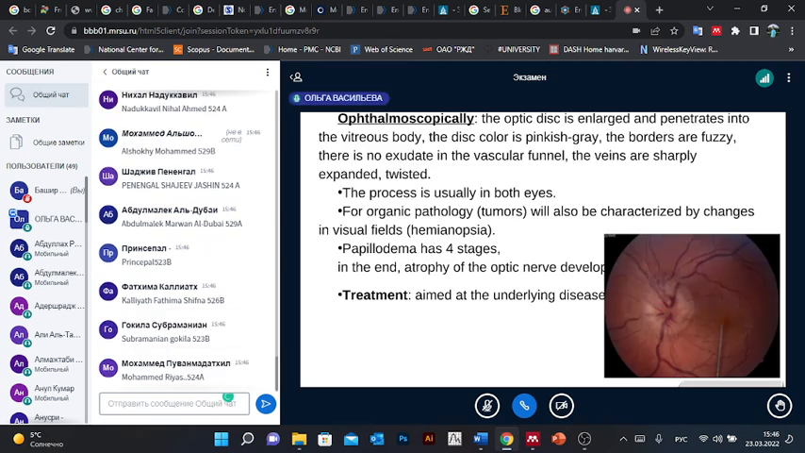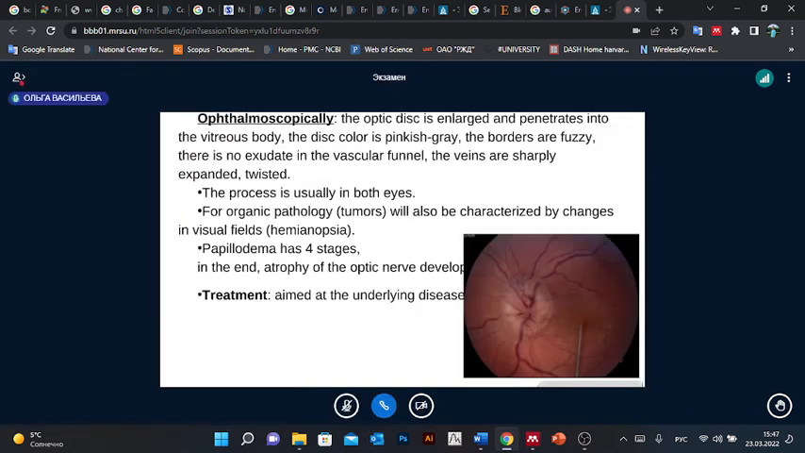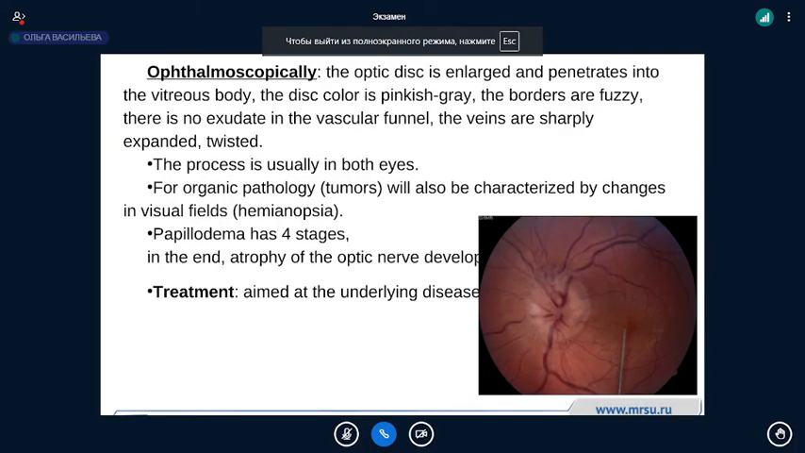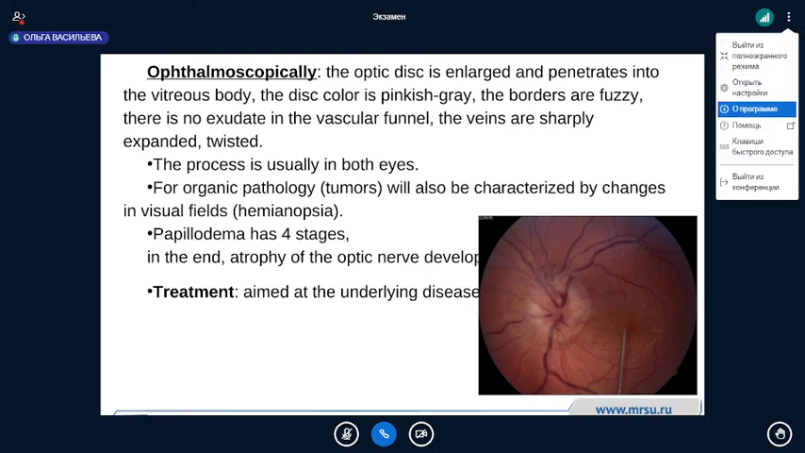Papillary edema ophthalmoscopically: the optic disc is enlarged, penetrates into the vitreous body. The disc color is pinkish gray. The borders are fuzzy, non-clear, blurred. There is no exudate in the vascular funnel. The veins are sharply expanded and twisted. The process is usually in both eyes, of course. Very rarely, we can see this process only in one eye. Why? Because of volume processes before the chiasm, but mostly it is both eyes.